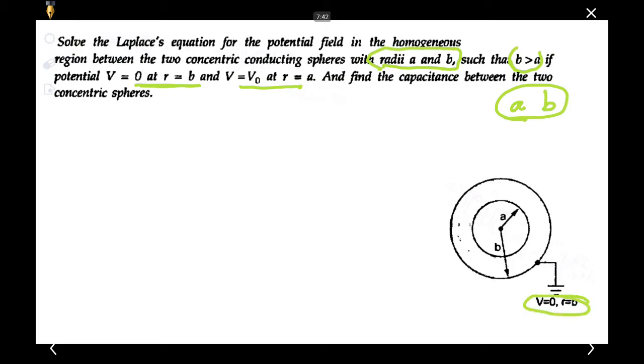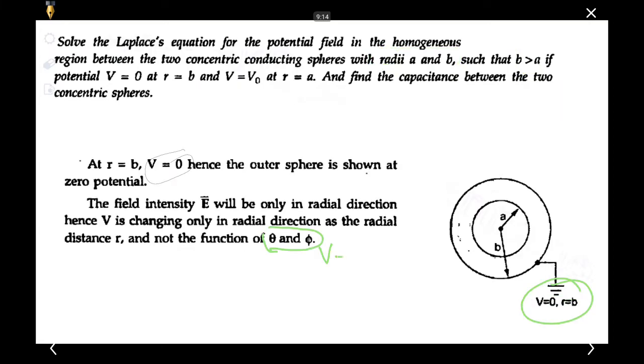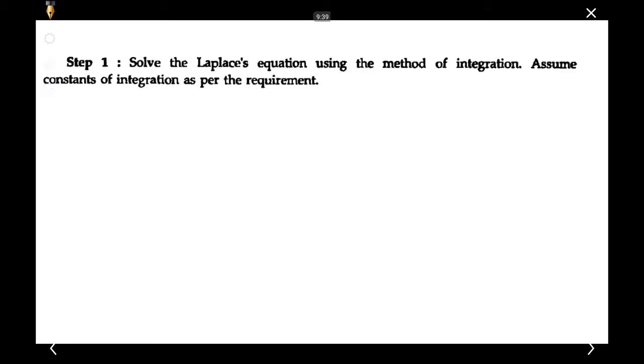V is equal to 0 at R is equal to B, and here the boundary condition will be V is equal to V naught at R is equal to A. V will not vary with respect to theta and phi. So the potential will not vary with respect to theta and phi, and with respect to theta and phi the potential will be constant. Only the potential is dependent on R. Okay. So now we can take the Laplace equation.